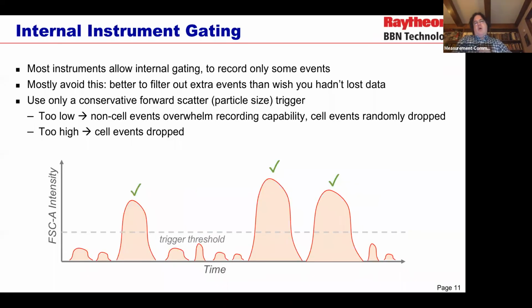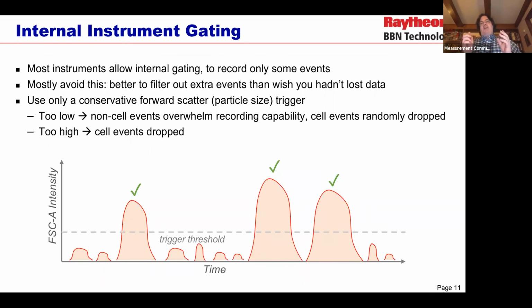One more key thing about gating. There's a little bit of a challenge in figuring out the degree to which you want to allow the instrument to do gating for you. Most instruments have an internal gating setup of some sort that allows them to record only some events and not others. So you can set up your whole gating system inside the instrument and have it only record the things that a priori you think are cells.